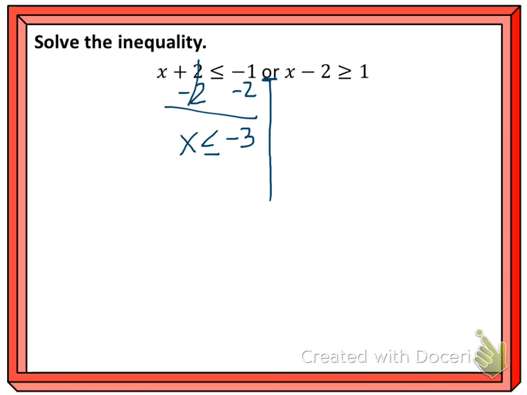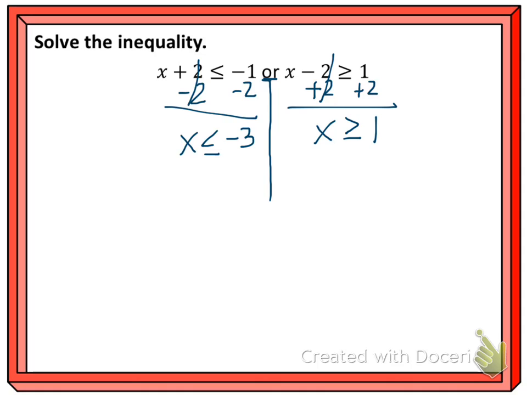Or, let's go to the other side. I got to get the x by itself again, so I'm going to add 2 to both sides, plus 2. Those will cancel out, and I'm left with x is greater than or equal to 1.